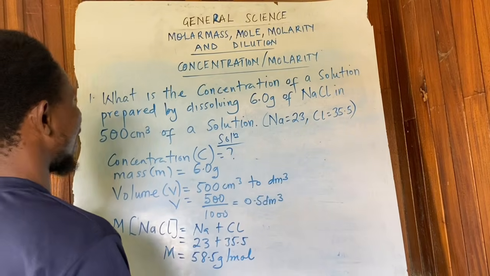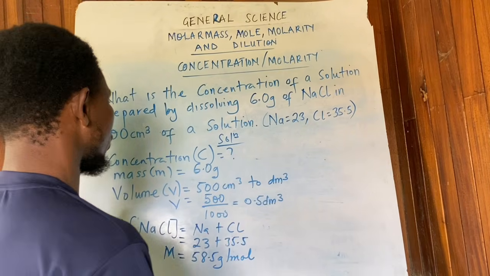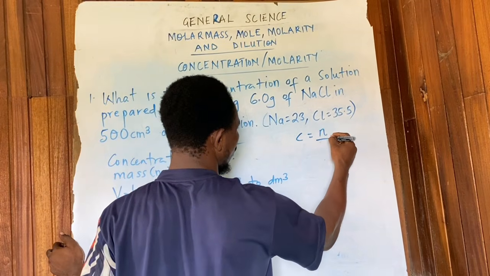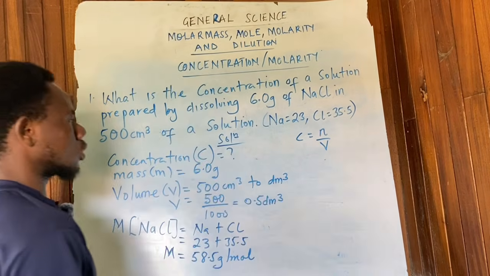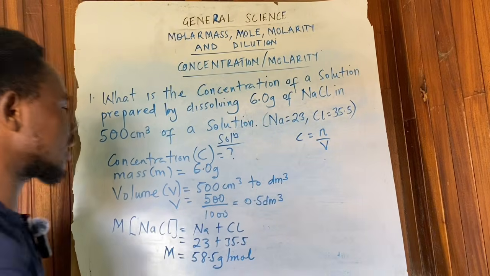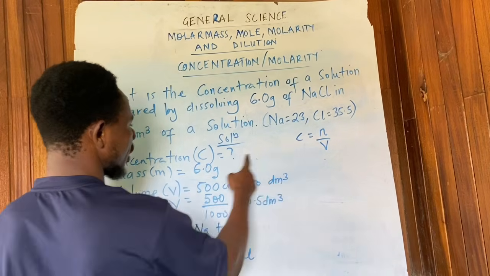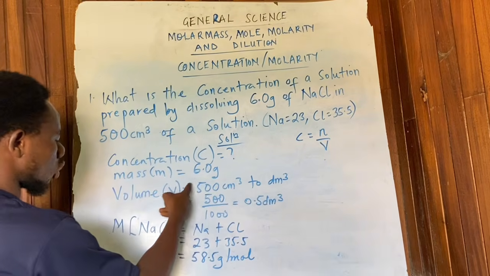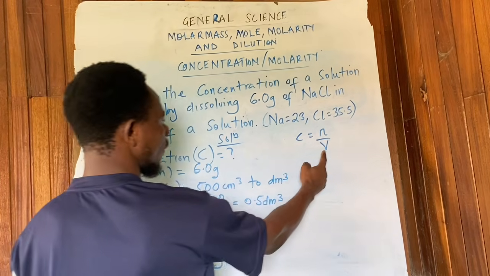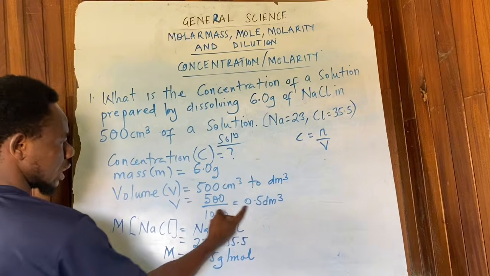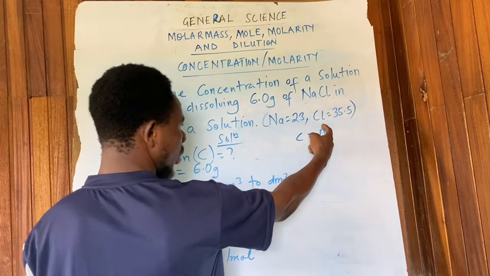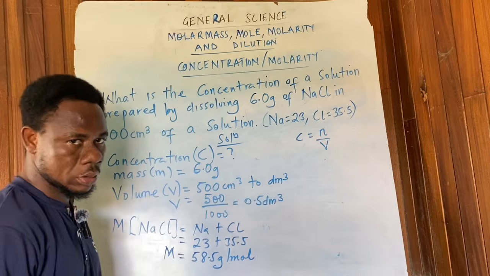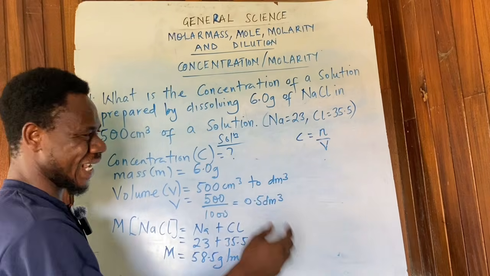Now we are asked to find concentration. We know that C is equal to n over V. So let's check whether we have all the parameters given in the question. Concentration is what we are finding. Our amount of substance, n, was not given in the question. Volume was given in the question. So this means we have to look for a way to find the amount of substance, which is n.